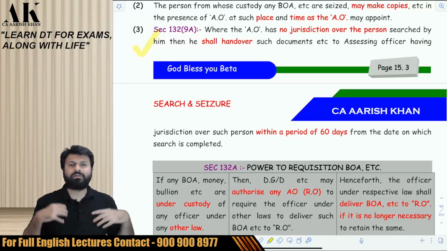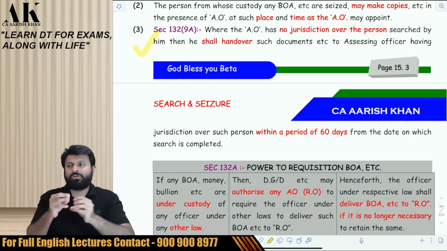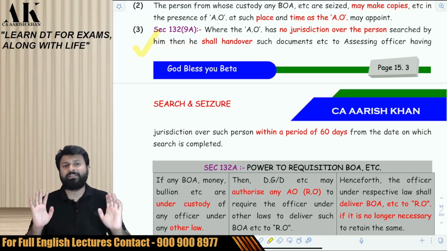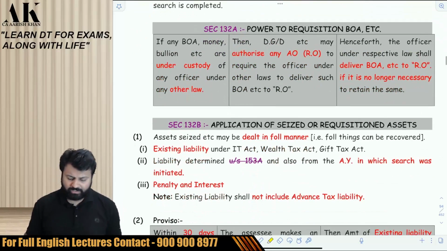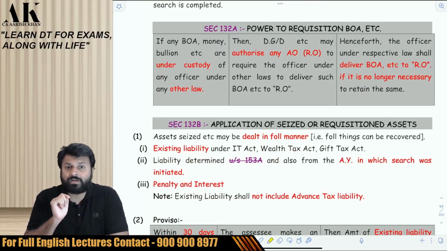So I am doing a search on, say, Mr. A, and if I find property belonging to Mr. B, my duty is to give that property to the assessing officer of Mr. B within 60 days from when the search is completed. Okay, next is section 132A, which talks about the power for requisition of books of accounts, etc.